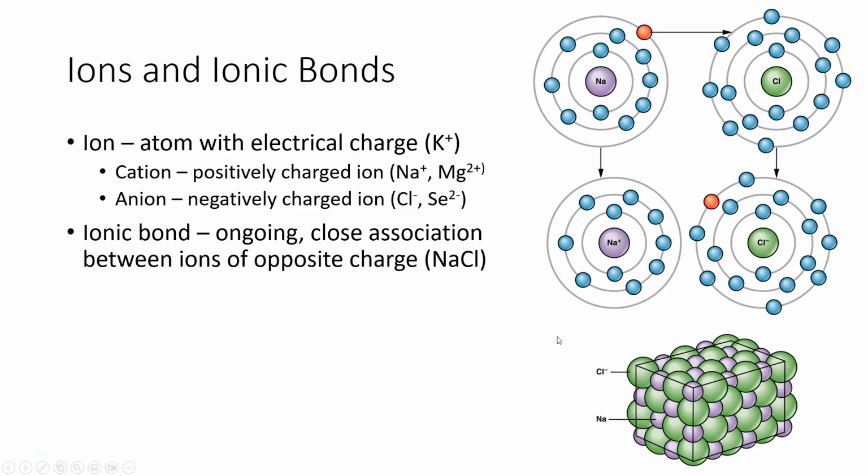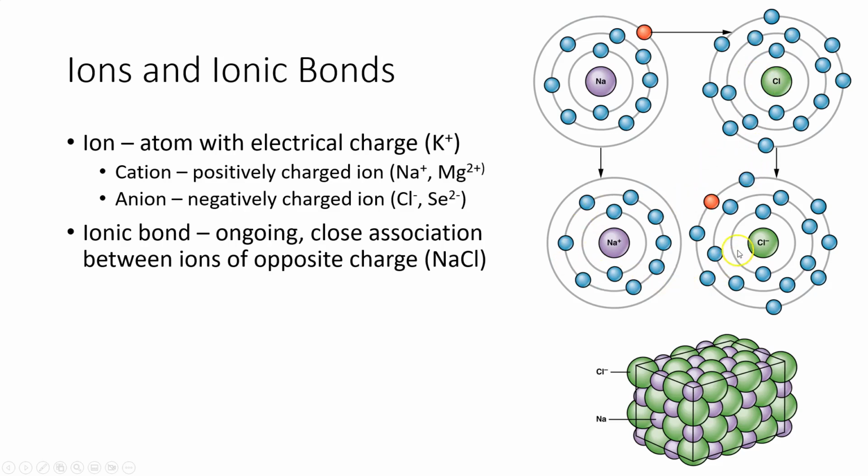An ionic bond is an ongoing close association between ions of the opposite charge. A great example of an ionic bond is sodium chloride. With sodium chloride, you have sodium, which is a cation, and chloride, which is an anion. And you can see in this figure where sodium readily donates this solitary electron in the valence shell to chlorine, which only needs 1 electron to have a full valence shell.